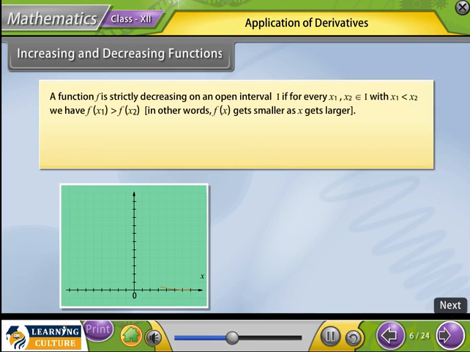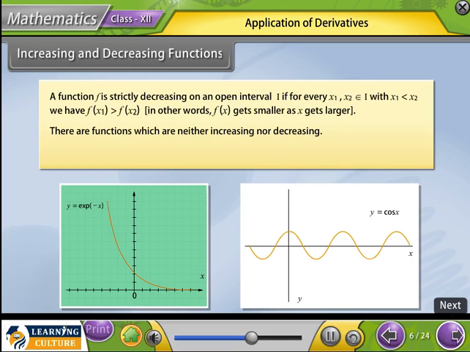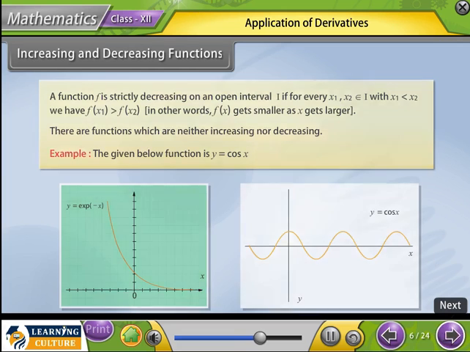A function f is strictly decreasing on an open interval I if for every x1, x2 belongs to I with x1 less than x2, we have f of x1 is greater than f of x2. That means f of x gets smaller as x gets larger. There are functions which are neither increasing nor decreasing. Let's have an example. The given below function is y equals cos x.